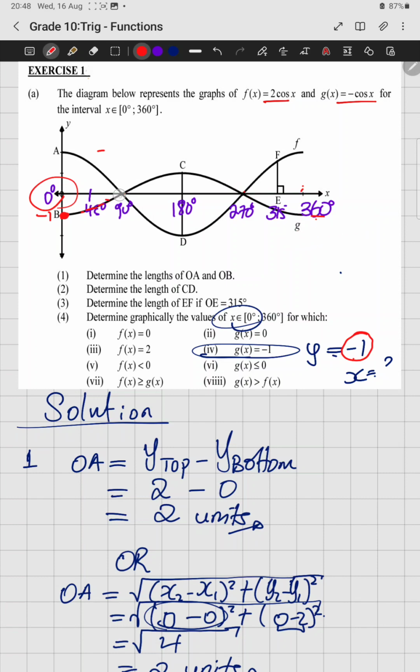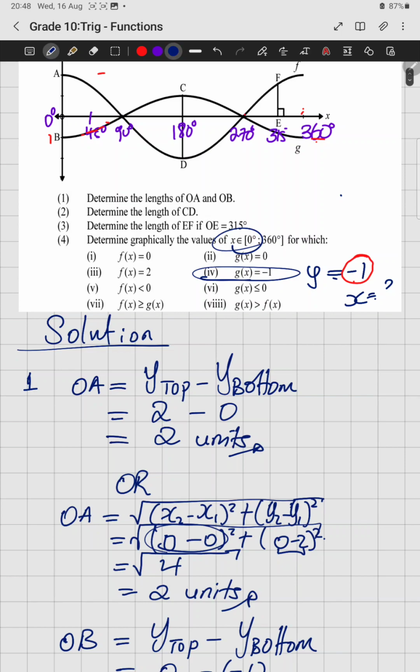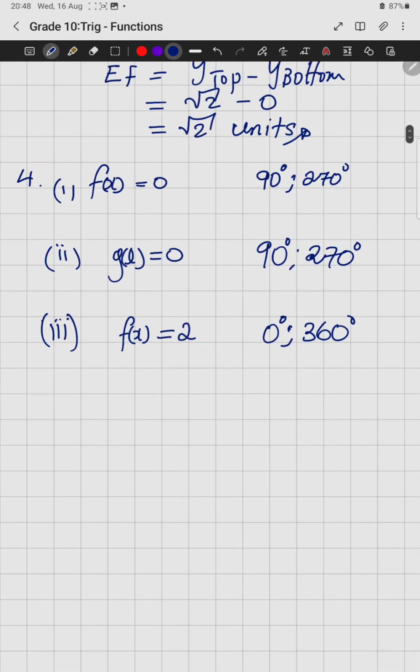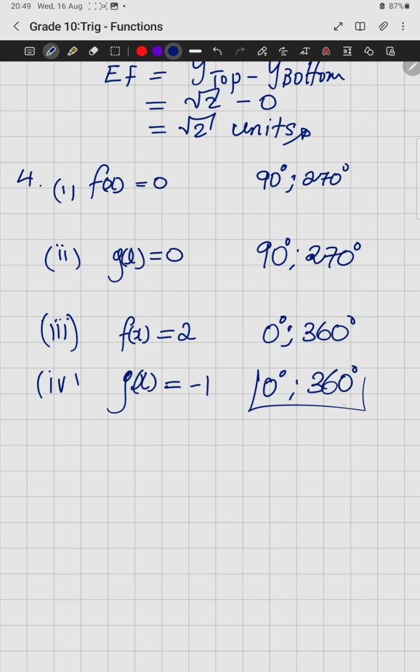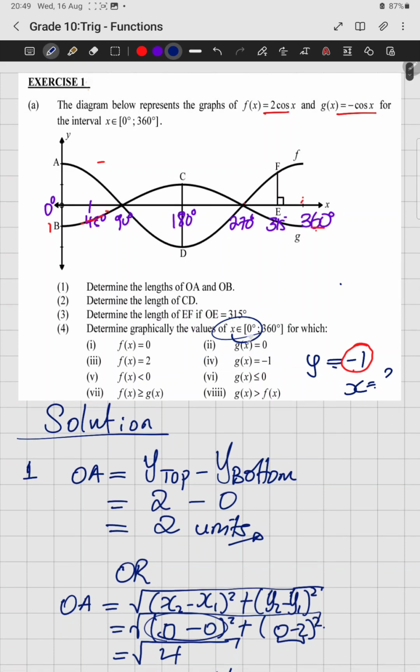So that means the answer here is going to be, that is must be number 4, and in number 4 the answer here must be when g of x is equal to -1. So it's negative from 0 degrees to 360 degrees, just between these two x values. All right, and then now going to number 5.